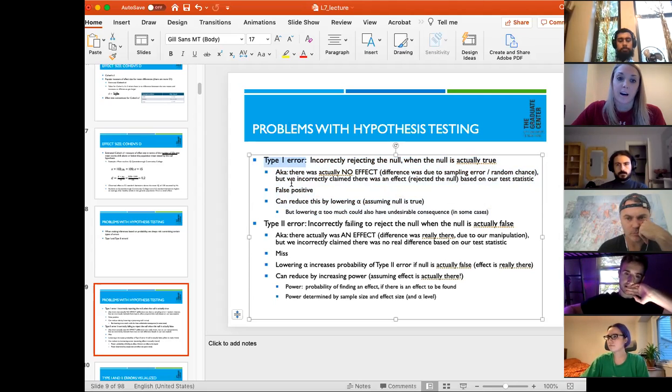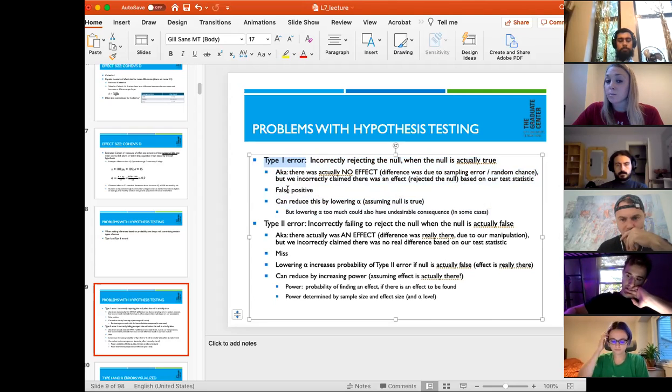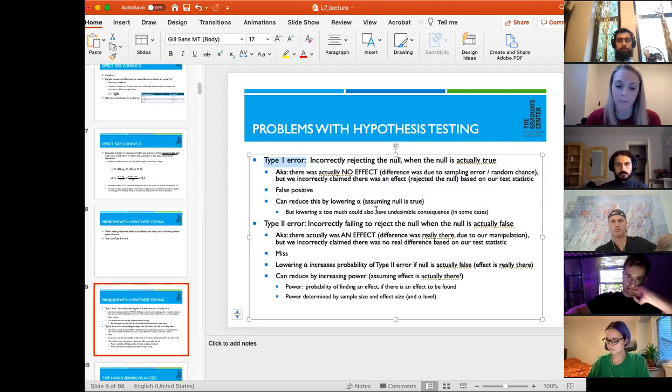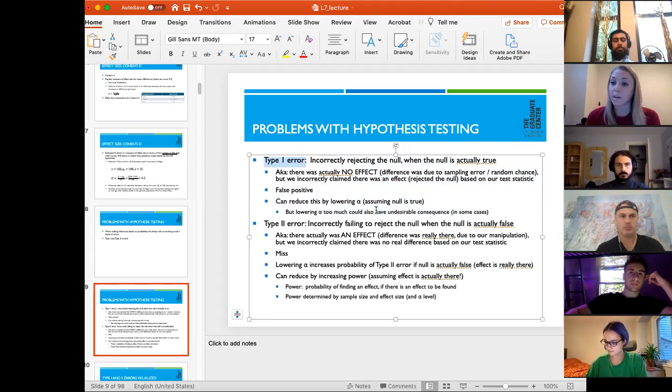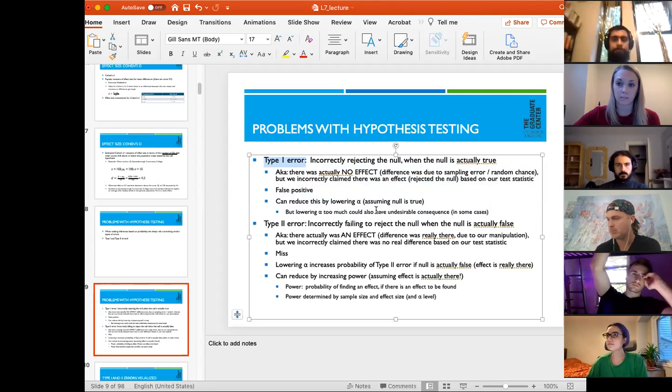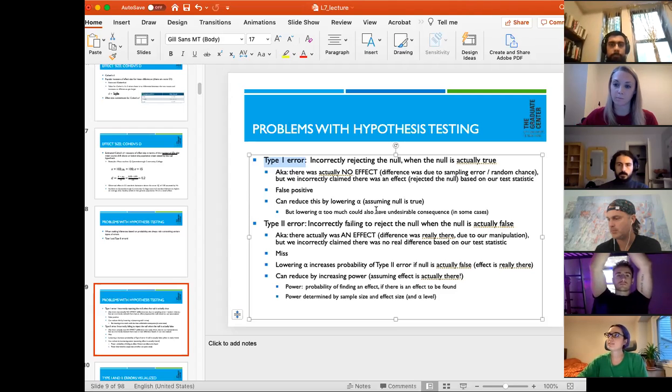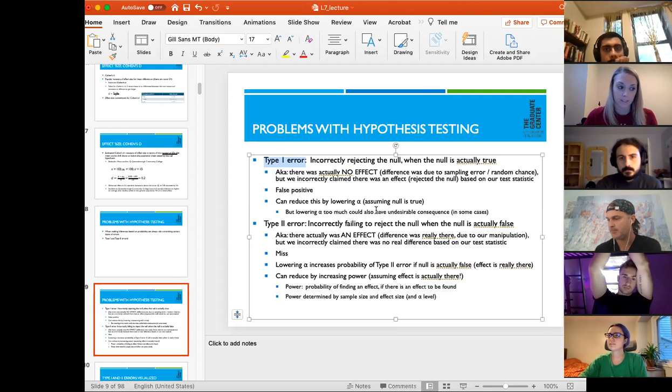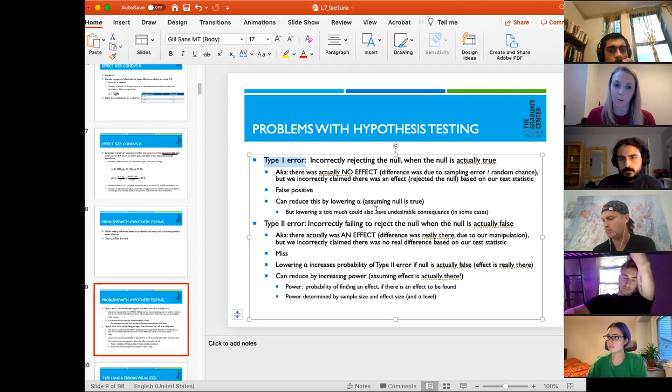Another way to think of this is as a false positive. And so you can reduce a type 1 error rate by lowering alpha. So let's say instead of saying, okay, we're going to do an alpha of 0.05, let's do an alpha of 0.01. What is my type 1 error rate then? One in 100? Yeah, 1 in 100 or 1%. So you're running a 1% chance of committing a type 1 error if your alpha level is 0.01.